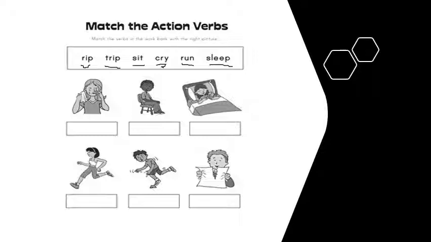Okay, now you have to write the word in this box. Okay, now what is this girl doing? What is she doing? She's crying, right? So we'll write here cry. C, R, Y, cry. Now what is this boy doing? He is sitting on the chair. So what action is he doing? Sit. Now what is this girl doing? Yeah, she's sleeping. Sleep. S, L, E, E, P, sleep.